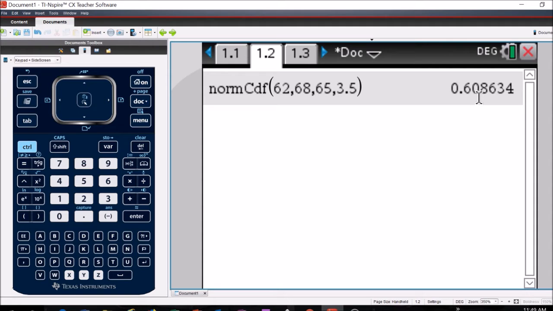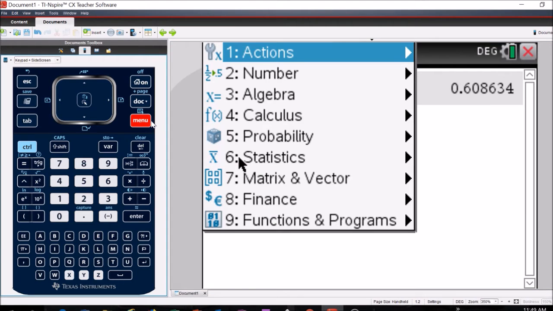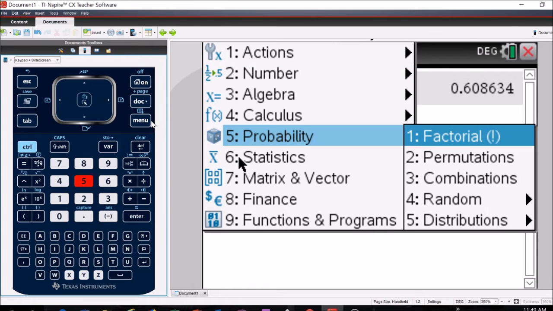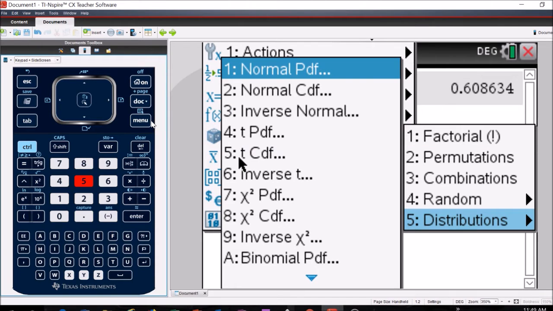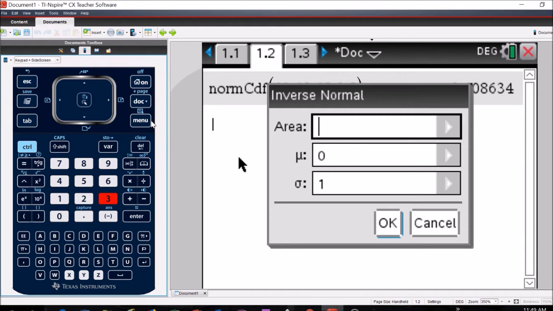Okay, let's go on to D. That's the one that says 60% of women are taller than what height? Now, what we always do on this, and we said it's an inverse norm, is menu, probability, and distributions, and it's going to be the third one down. So this is another one that you probably want to memorize as menu 553, or if it's different on your calculator, whatever it is, that's going to save you a lot of time and you won't have to search through menus and fatigue yourself. So let's go to that command, and they ask for three things: area, mu, and sigma. Mu is the mean, so let's type that in at 65. Sigma is the standard deviation, so let's type that in at 3.5.